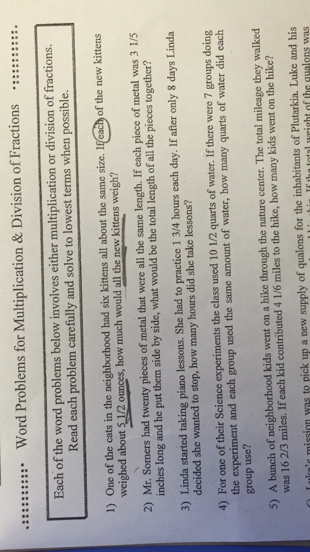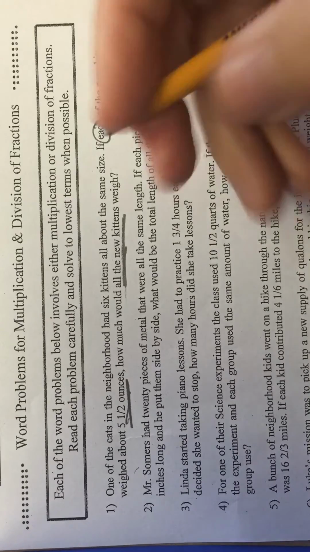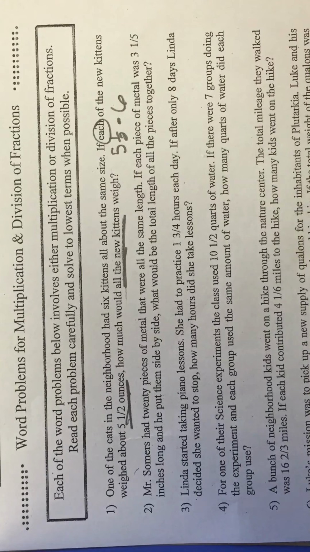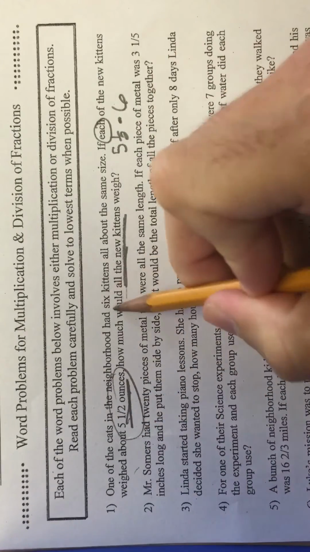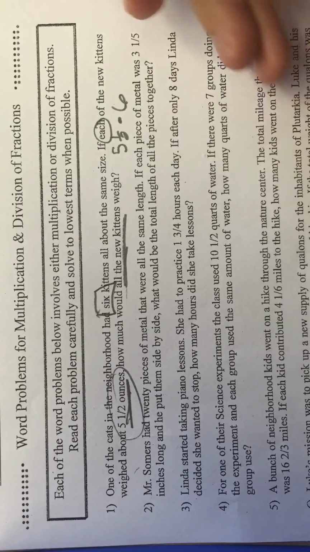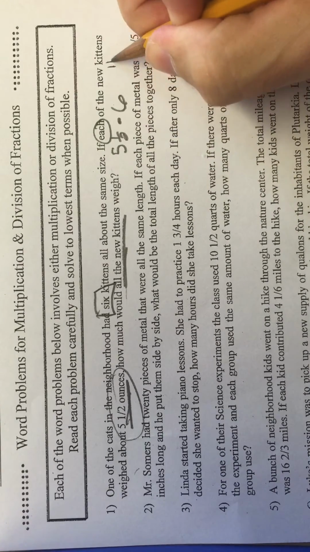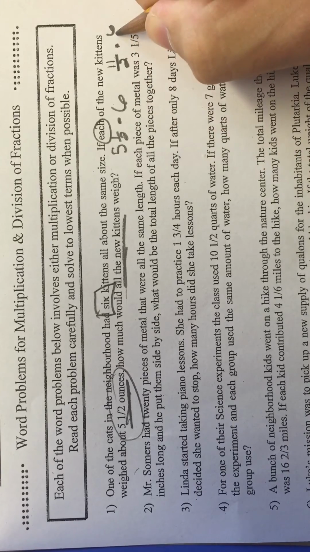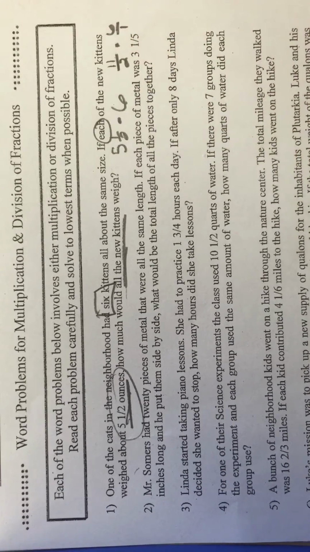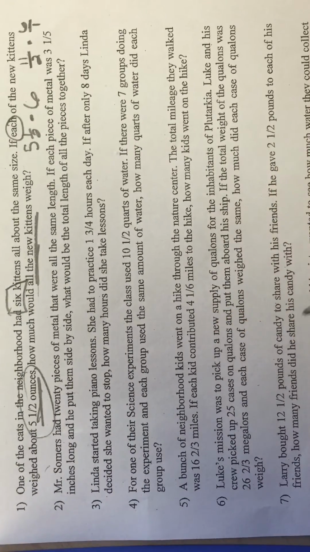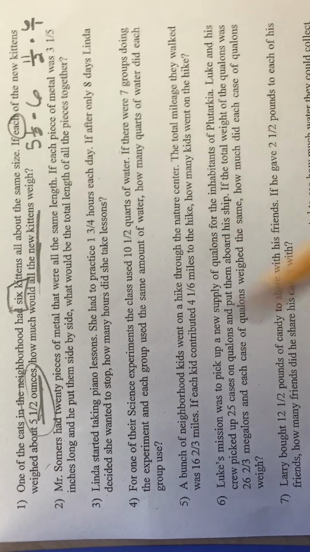Well, that tells me that if each is 5.5 and I want to know all, that number's got to get greater. So I have 5.5 times 6. The 5.5 ounces times the number of kittens we have. I make this into an improper fraction. It becomes 11/2 times 6. Any whole number to multiply, we can place that over 1. Let's see, we'll pick another one.